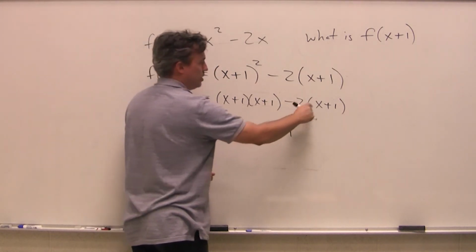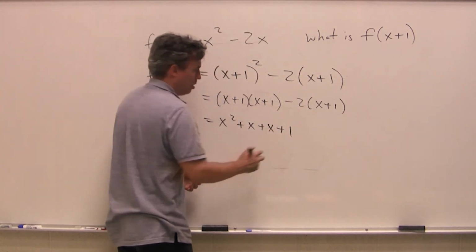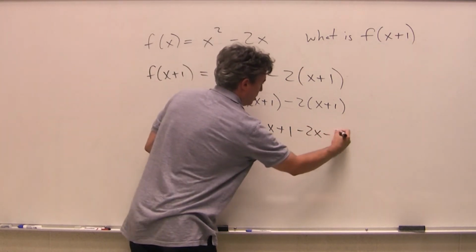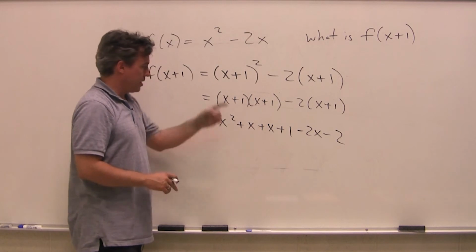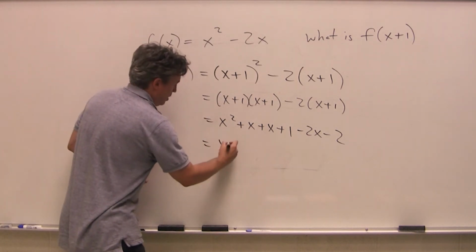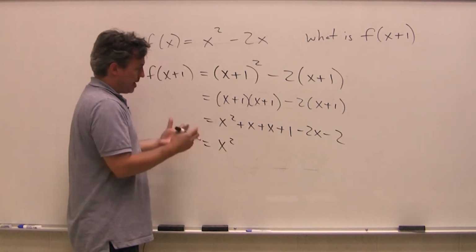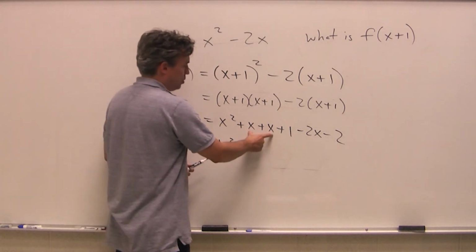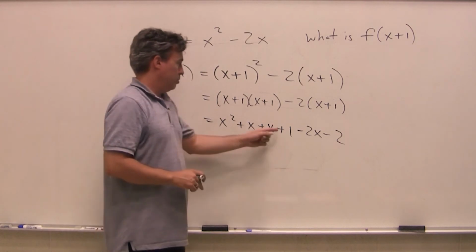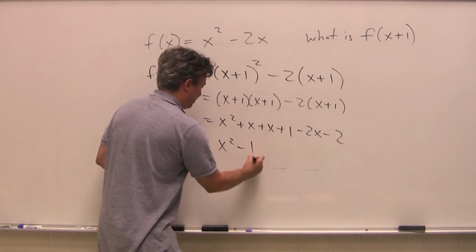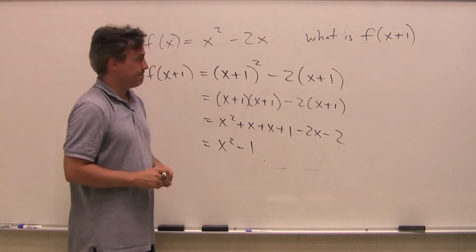Here the minus 2 needs to be distributed for each of these two terms. Minus 2x, minus 2. Now we're in the collecting stage. All of my x squareds go together. There's just this guy. All of my x's go together. x plus x is 2x, minus 2x is 0. So there are no x terms. Plus 1 minus 2 is minus 1.